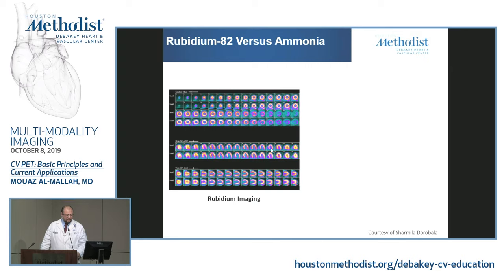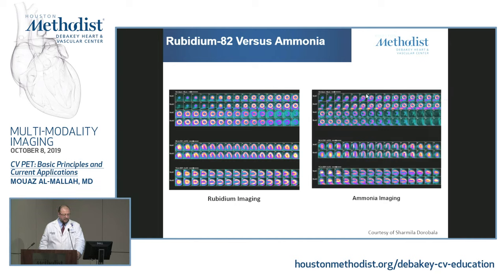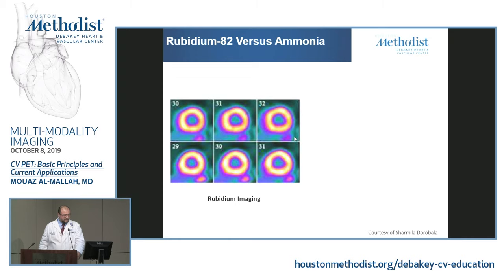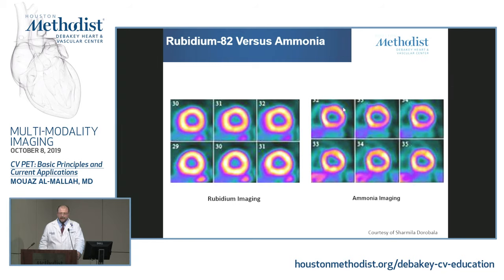Here's another example, a slide given to me by Dr. Durbala, of a patient who had both rubidium and ammonia imaging on clinical systems. This is the rubidium images, and these are the ammonia images. But when I zoom in, these are the rubidium images, and they look very similar to what I just showed you. And these are the ammonia images. Yes, technically ammonia is a little bit sharper, but you have to remember that when you are reading ammonia, there is this inferolateral defect, which is most often an artifact rather than an ischemia. That's another problem with some radioisotopes, that we don't know what is causing it, and when you read it, you have to be very careful about it.